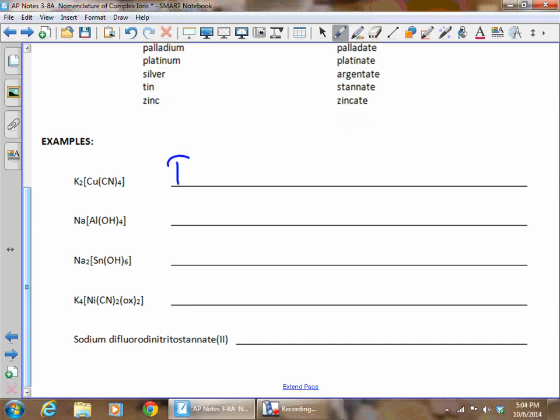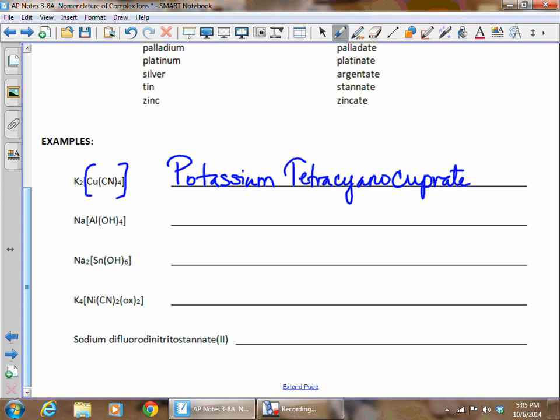Well, this time the first part of it's going to be named regularly. So we've got potassium. Now we've got this coordination sphere. Remember, the metal goes last. So we've got the CN ligand, that's cyano. So looks like we've got tetracyano. And this time we've got copper in an anion at the end. So instead of being copper, it's going to be cuprate. Potassium tetracyanocuprate. Remember, copper needs a Roman numeral.